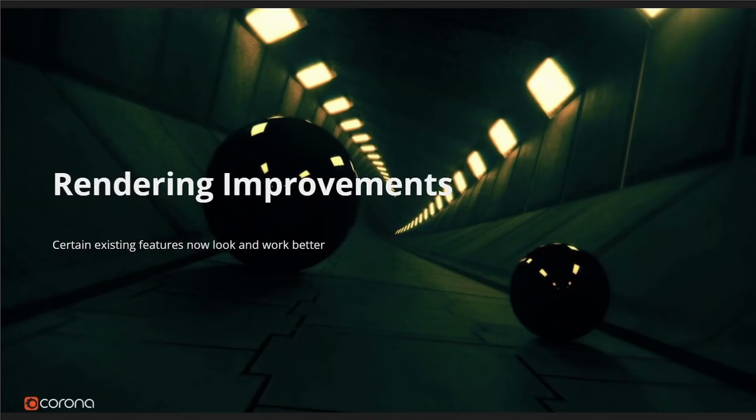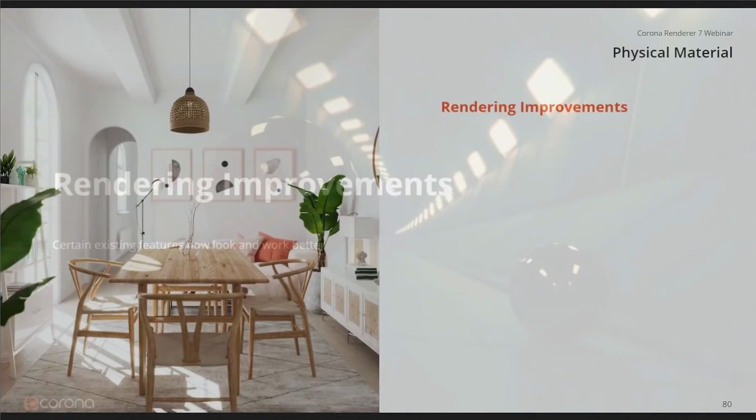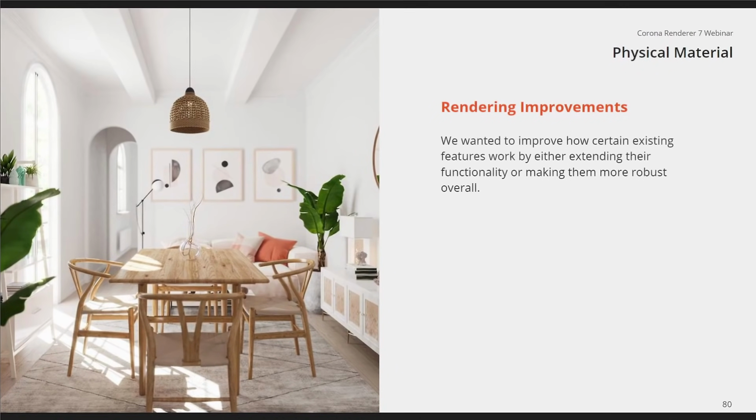Right, then we've got rendering improvements next. And what we mean by this is basically that we wanted to improve how certain existing features work by either extending their functionality or making them more robust overall. So basically improving how they work. And some of these features are improved displacement, because now we've improved it, right? Then we've got some scene far from origin improvements in there as well.